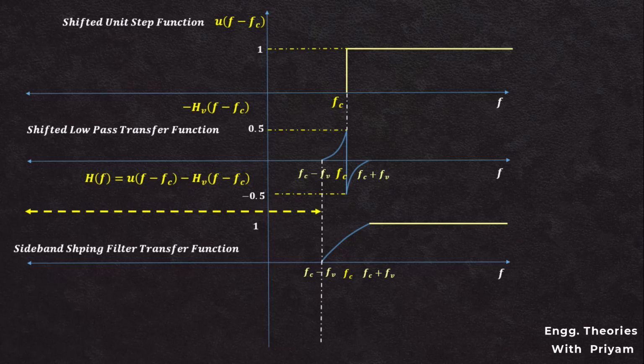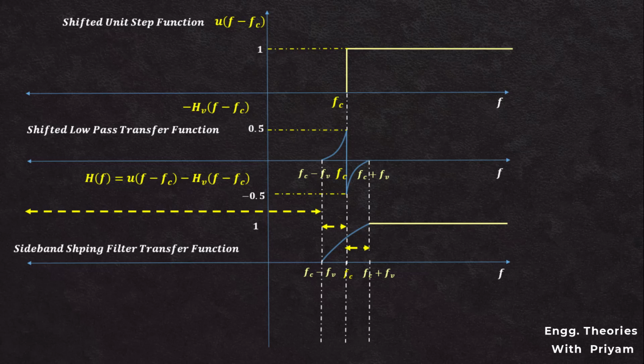For the frequency f_c - f_v to the frequency f_c, the value of the shifted unit step transfer function is 0. If we put this value in the equation of H(f), then H(f) will completely depend on -H_v(f - f_c) for this frequency range. When the frequency f is equal to f_c, the value of the shifted unit step transfer function is equal to 1. By putting this value in the equation of H(f), the value of the main transfer function H(f) will be 1 - H_v(f - f_c). Or for the frequency f less than f_c + f_v, we will just add the value 1 with the value of -H_v(f - f_c).